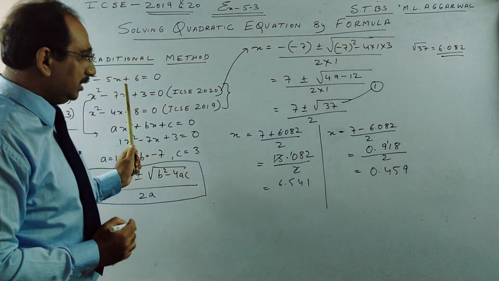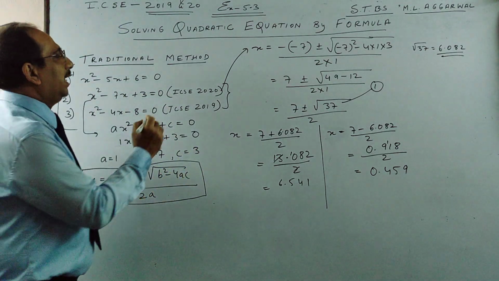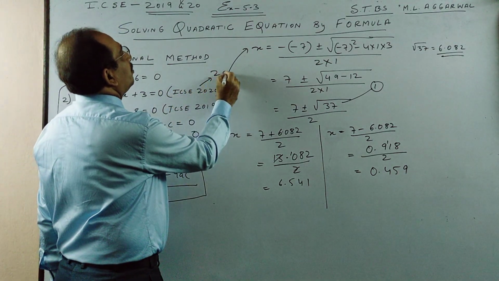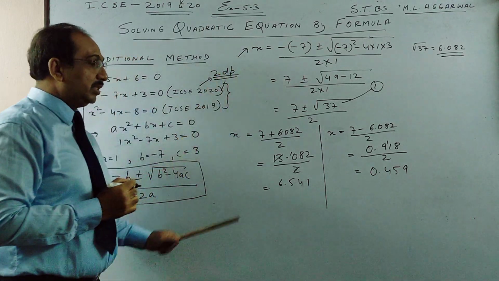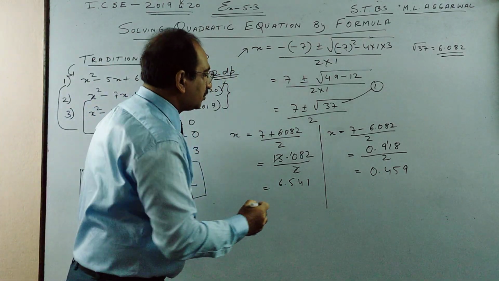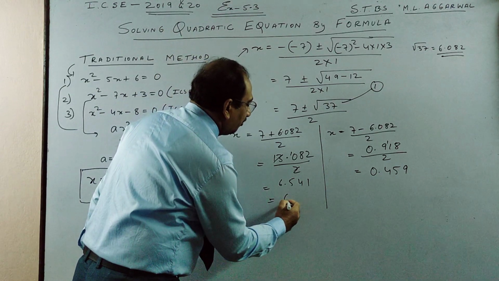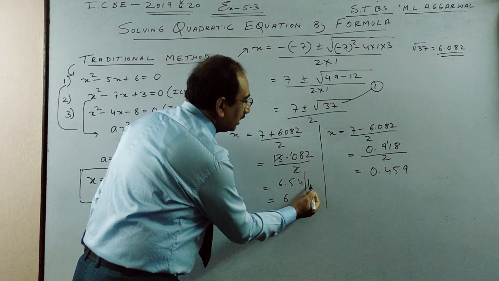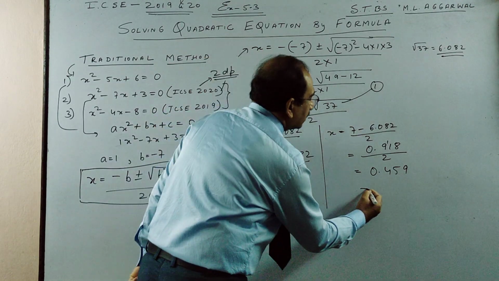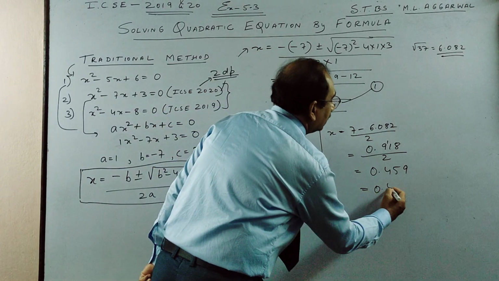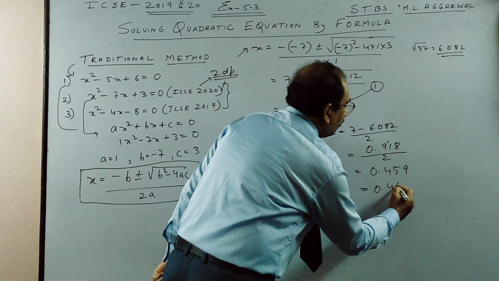And the question is saying find x, up to 2 dp. 2 decimal place means, children, 2 dp means 2 decimal place. So I have got 3 decimal place. So I will round it off to 2 decimal place. This is less than 5. So 6.54 is my one answer, and second answer is, this is more than 5, so 6.